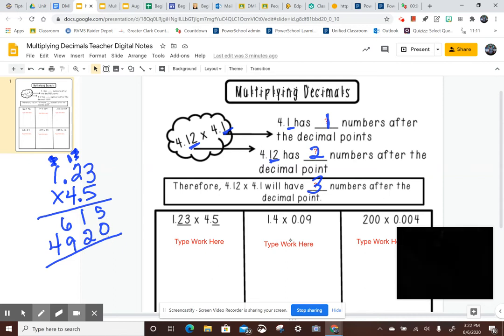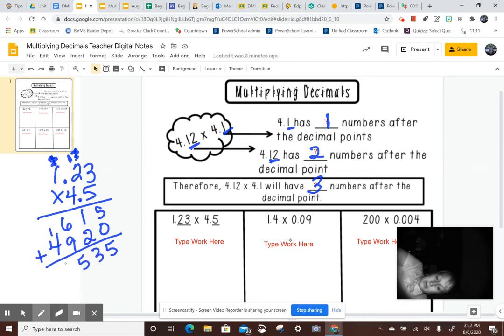5 plus 0 is 5. 1 plus 2, 3. 6 plus 9, 15. Carry the 1. And we get 5, 5, 3, 5. Now here's where we have to think about how many place values plus the decimal point. We have 1 number, 2 numbers, 3 numbers. So I'm going to count 1, 2, 3 and place my decimal point. So the final answer to this one is that.